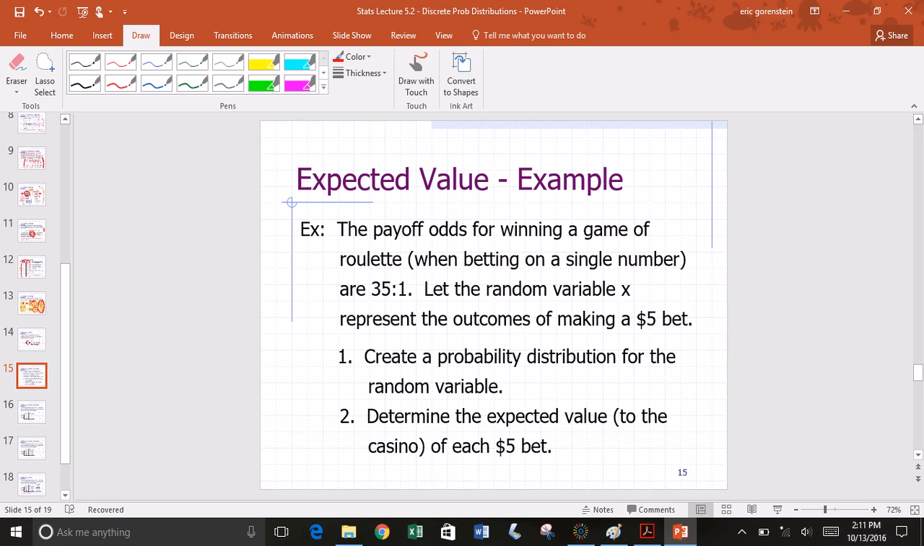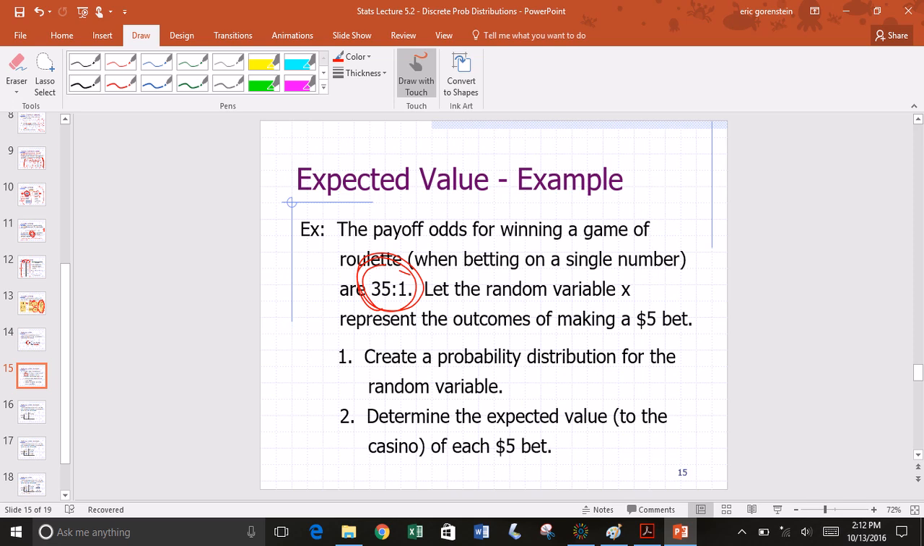So I'll use this example, roulette, to explore the idea of the expected value of a probability distribution. In roulette, you have 38 possible choices. You pick one of 38 numbers. If your number comes up, you win. If your number doesn't come up, you lose. And if you win, you're paid $35 for every $1 you bet. So what I want to do is first create a probability distribution for the random variable, and then determine the expected value of a $5 bet.